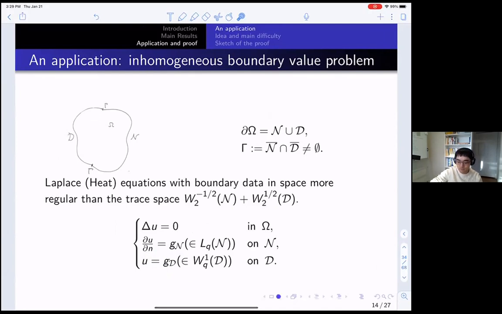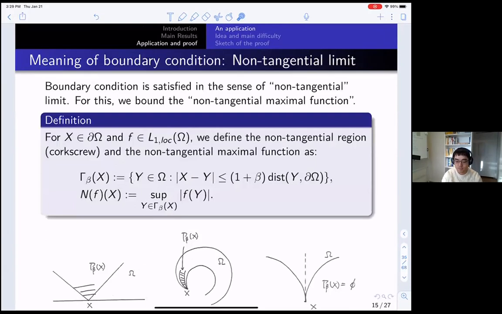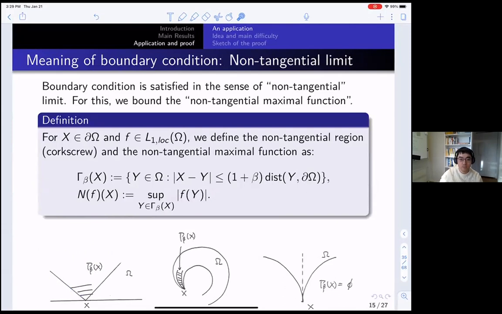And now to solve this, the first thing is to make sense of the boundary condition. The natural way is the non-tangential limit. This is a natural way of understanding the boundary behavior of a harmonic function. Here we give a rigorous definition, but roughly speaking, at any point of the boundary, we take a non-tangentially accessible region, basically a cone or some twisted cone. Within this region, you can only approach the boundary in a non-tangential direction; you cannot be too close to the boundary. What we want is that if we approach this boundary point in this non-tangential direction, then the solution and its derivative will converge to the boundary data almost everywhere. This is the meaning of the non-tangential limit.